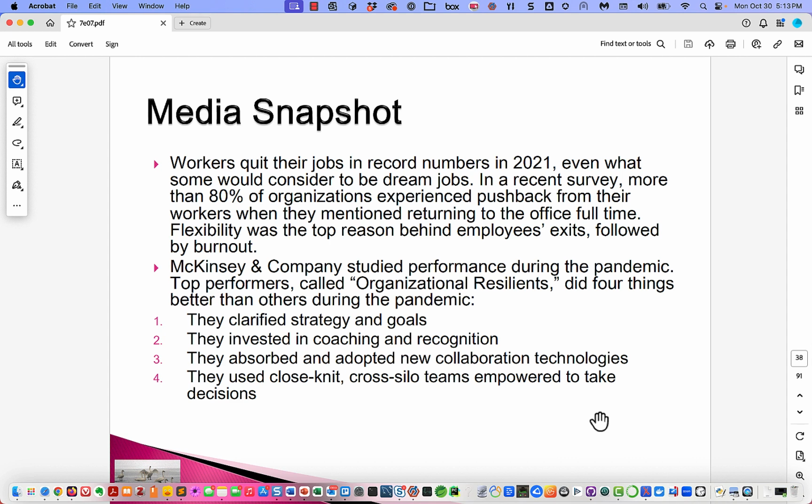We have a media snapshot here talking about what happened after the pandemic hit in 2020. We had a lot of people who didn't lose their job, who went on and quit their job. They started to think about work in a different way, right? And some organizations did better at keeping workers than others.